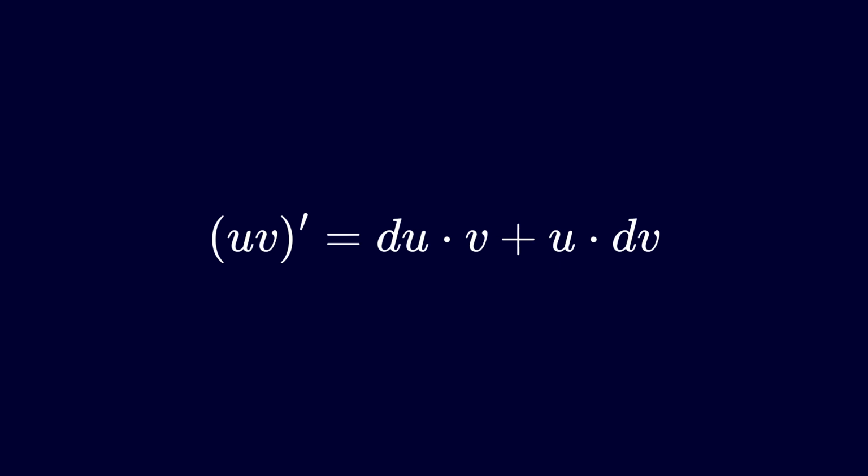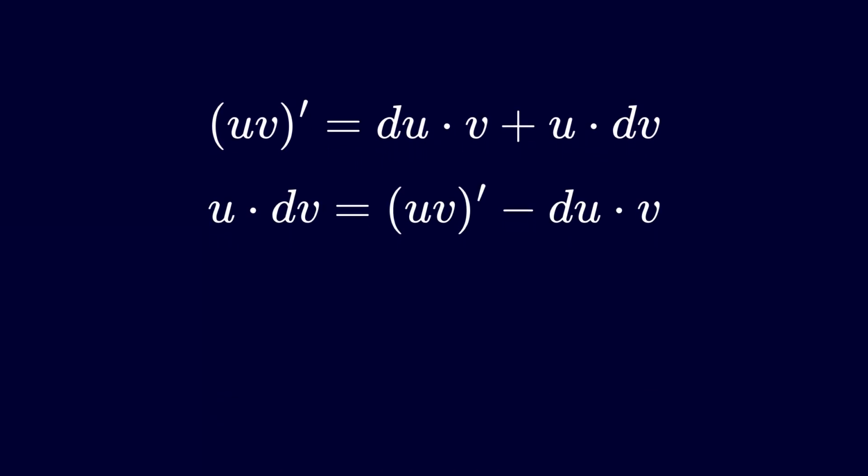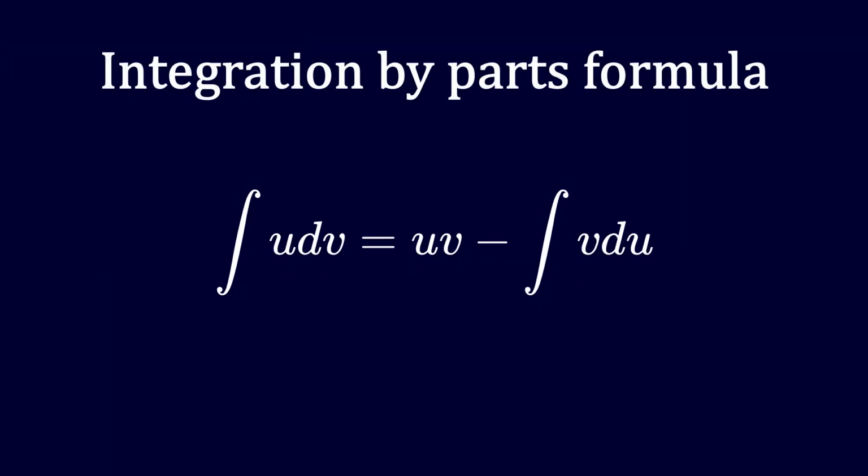Then, let's solve this equation for u dv. Finally, integrate both sides and simplify a little bit. What we're left with is the formula for integration by parts. The integral of u dv is equal to uv minus the integral of v du. This formula allows us to rewrite integrals of the product of two things, which might just allow us to evaluate them.